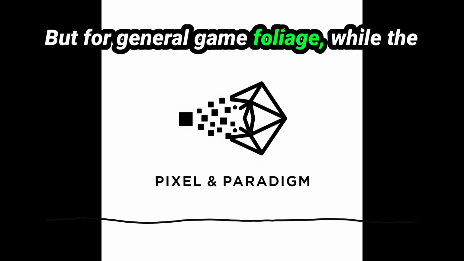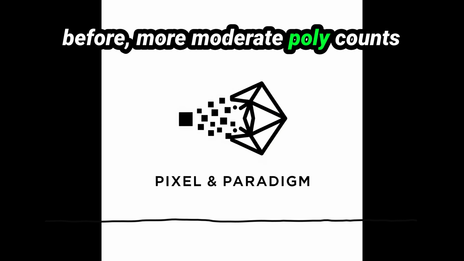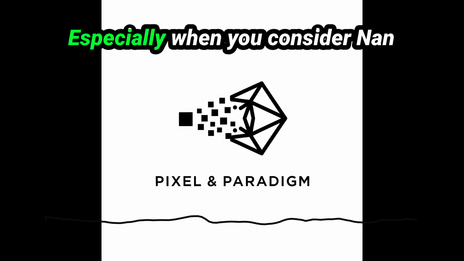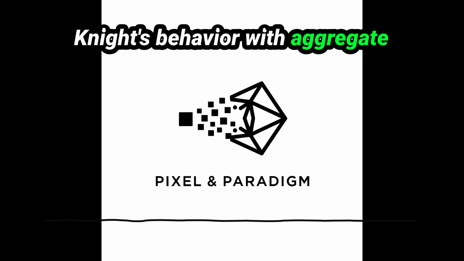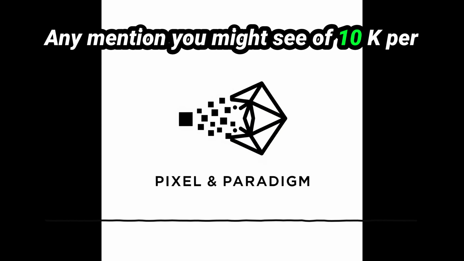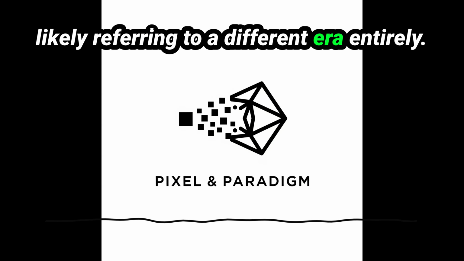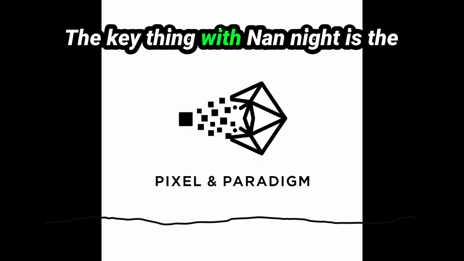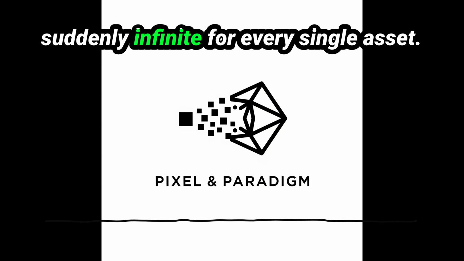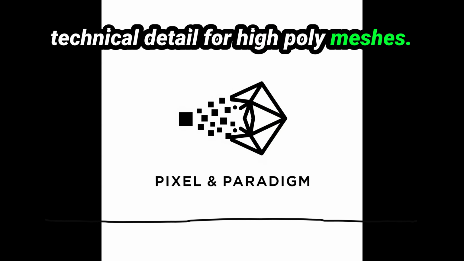But for general game foliage, while the budget per asset is much higher than before, more moderate poly counts are still advisable compared to just pushing unlimited detail everywhere, especially when you consider Nanite's behavior with aggregate geometry, which we keep coming back to. Any mention you might see of 10K per asset in older tutorials or forum posts is likely referring to a different era entirely. The key thing with Nanite is the dramatic increase in the available geometric budget, not that it's suddenly infinite for every single asset. And here's an absolutely critical technical detail for high poly meshes with Nanite.